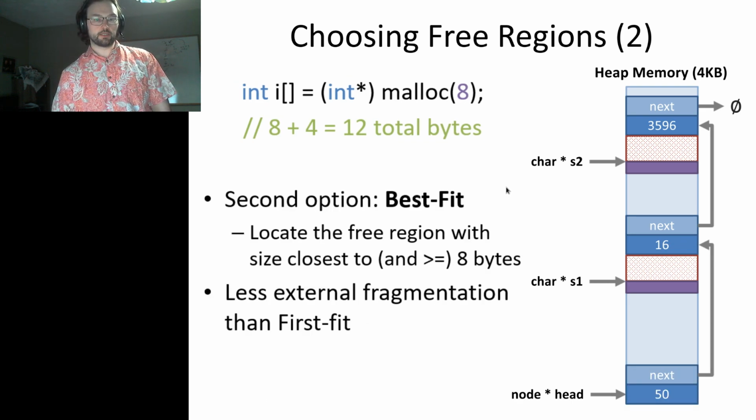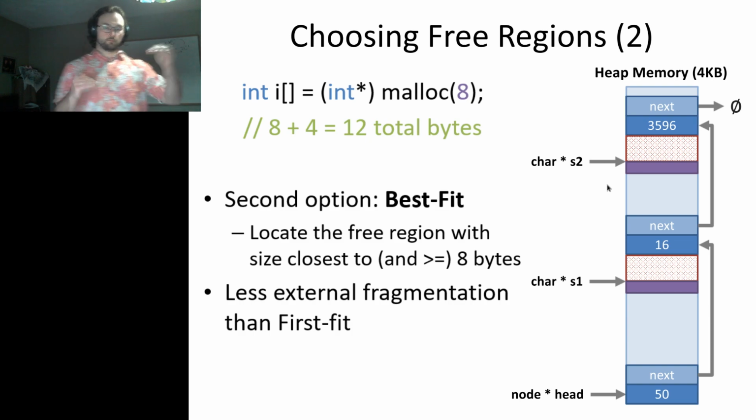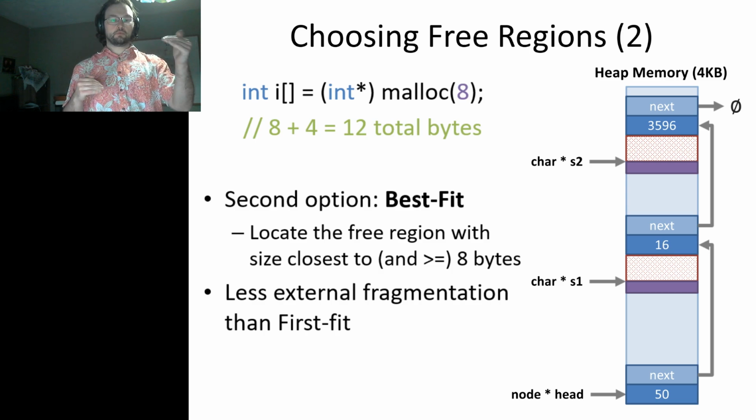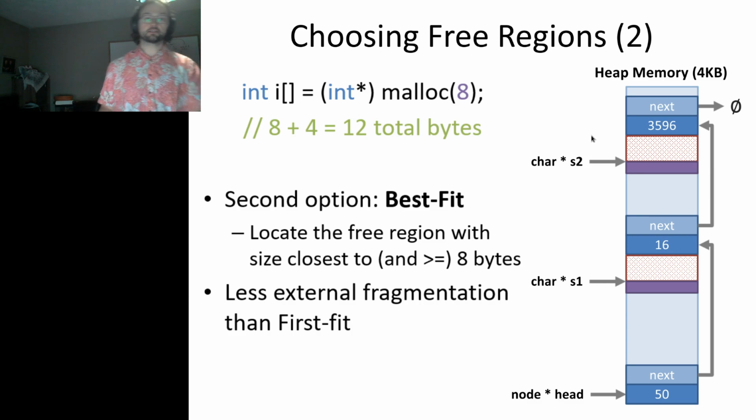So the next option is we're going to search through the whole free list and try to find the space that is closest in size to the object that we're trying to allocate. In this case, we have an 8-byte object, so we look through. The 16-byte space is going to be closest in size, and so that means that we're left with a block of size 8, but we get to keep our block of size 50, so we can handle a size 50 allocation, and we get to keep our block of size 3596, so we can handle a 3596 allocation.